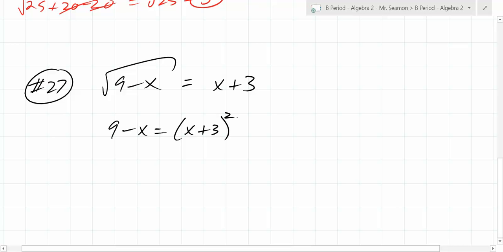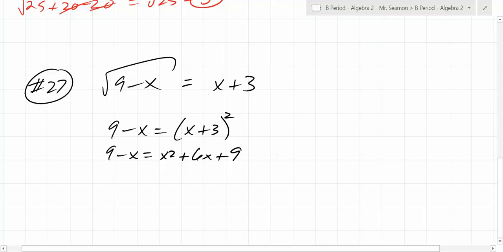What's the really common mistake at this point that sometimes people make and I get real sad? They square x plus 3 squared by just making it x squared and 3 squared. Is that correct? No. So you end up with 9 minus x is equal to what? x squared plus 6x plus 9. I'm just combining them together.